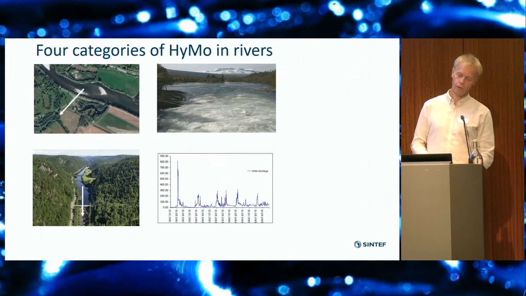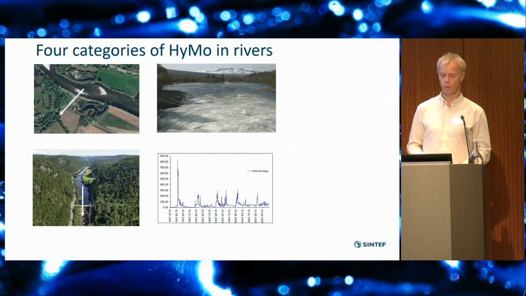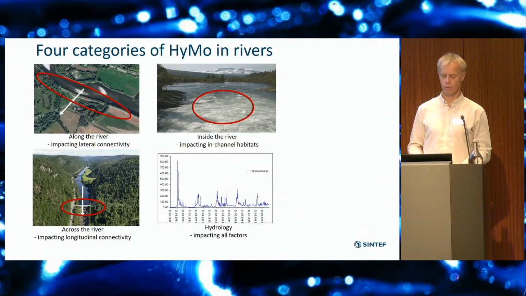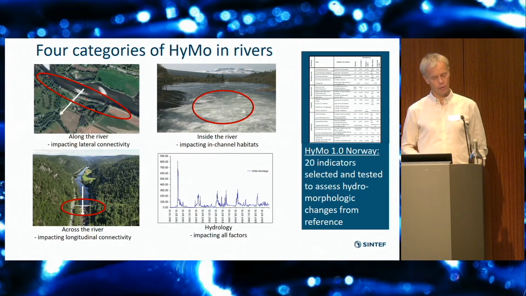In parallel to this, we have also been taking the results from this environmental design concept and working a bit further with that into categorizing and classifying hydromorphology in rivers: along the river, inside the river, across the river, and hydrology. And for that, we have made a set of indicators, about 20 of them, that we can use, and we have been selecting them, and they can be tested. We have tested them, and we still need some more testing before it will be fully implemented, I think.